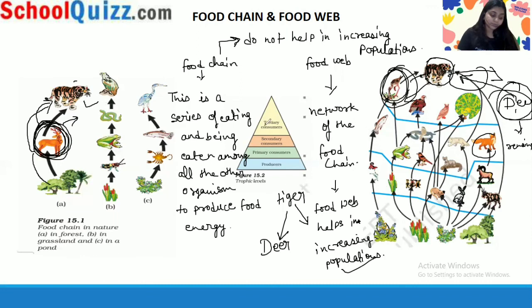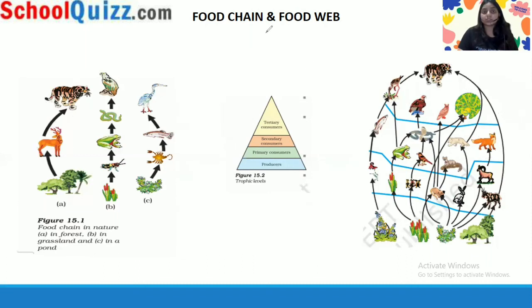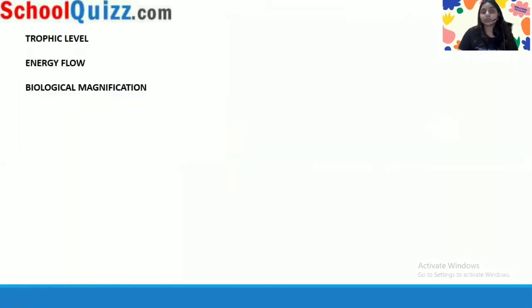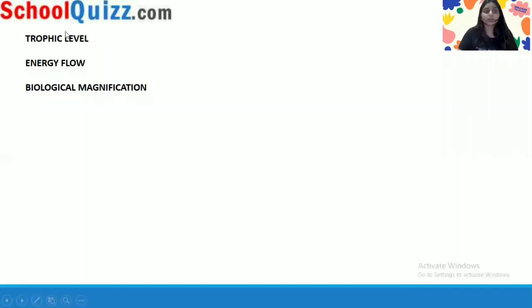And there are many other differences, like trophic levels and the energy flow, which we will see in our next class. So we will see trophic levels, energy flow, and biological magnification in our next class.